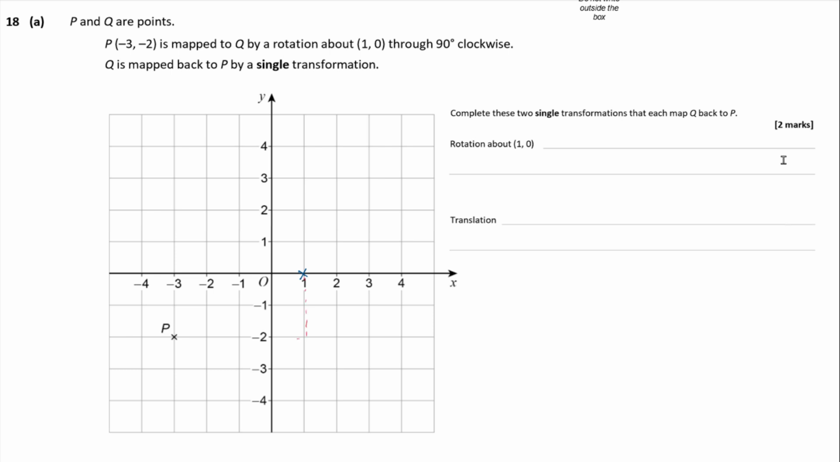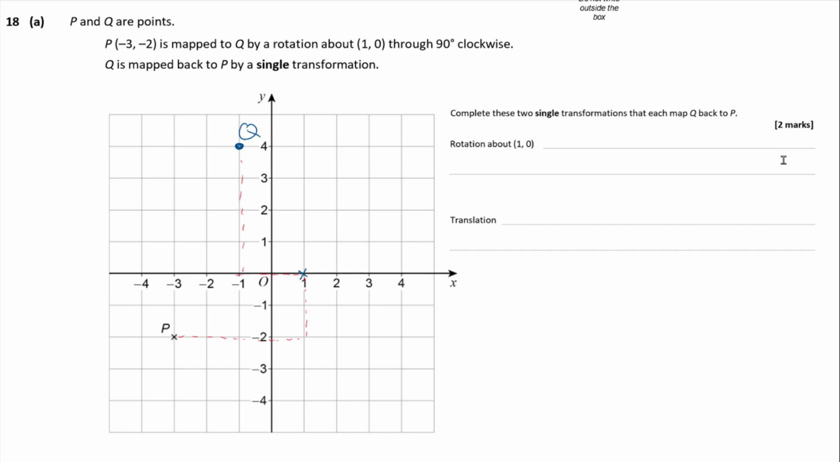If you have a look at the distance between the center of rotation and P, it's like 2 units down and 4 across. If I rotate that 90 degrees clockwise, it's going to be 2 units to the left and 4 units up. It's going to end up here. This is going to be the point Q up here then.